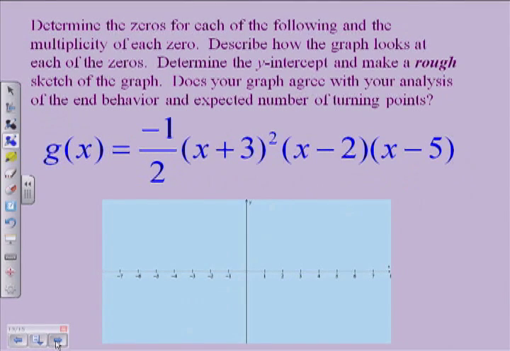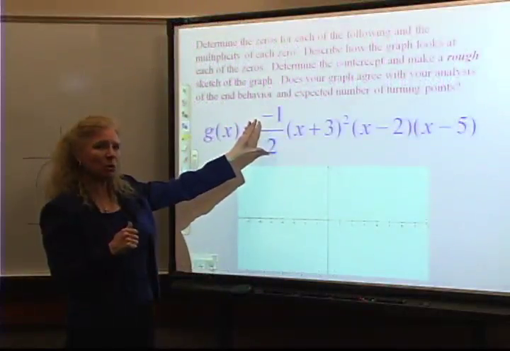This one's really nice because it's already factored for me. So boom, I am ready to go. Now, I like to think about end behavior. This negative 1/2 is your A value. It's going to be your vertical stretch compression factor. It's not a variable. It's not giving you a root.